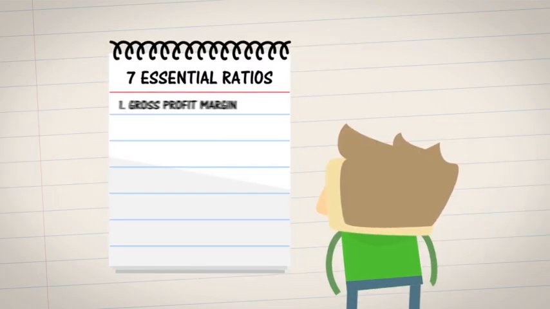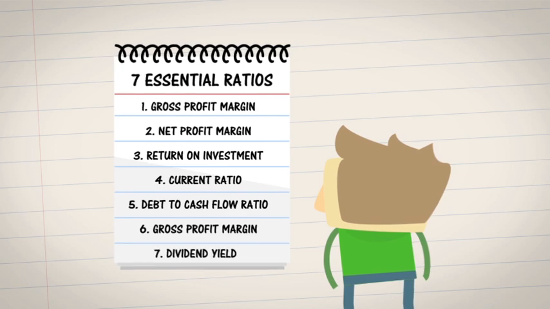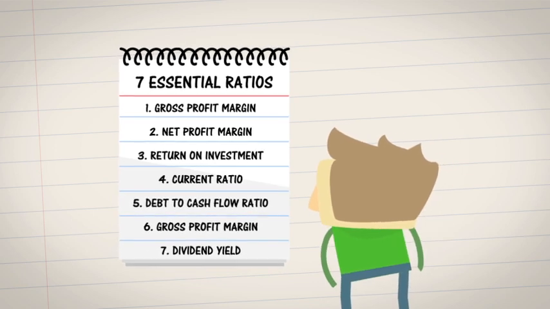And that's it. By applying these 7 essential ratios, you too can uncover hidden gems in the stock market.